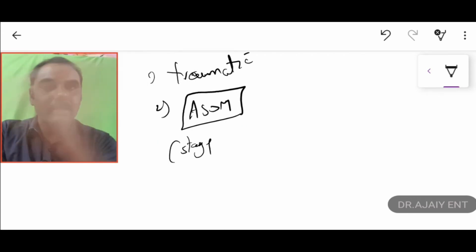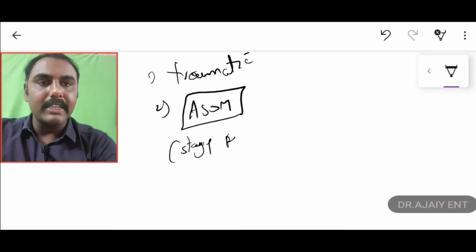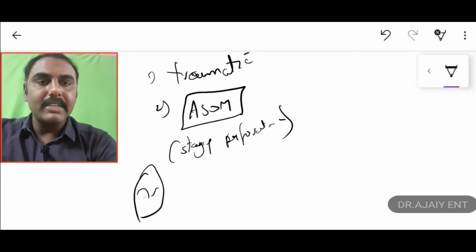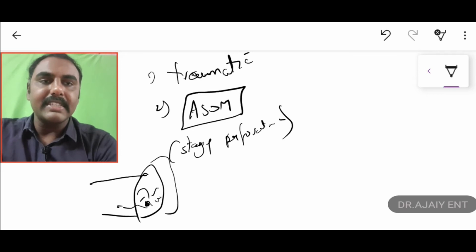What is the next stage? The stage of perforation. So what will happen? After the ear becomes completely filled, it will try to put a hole, a pinhole perforation, and the patient will get an ear discharge, right?